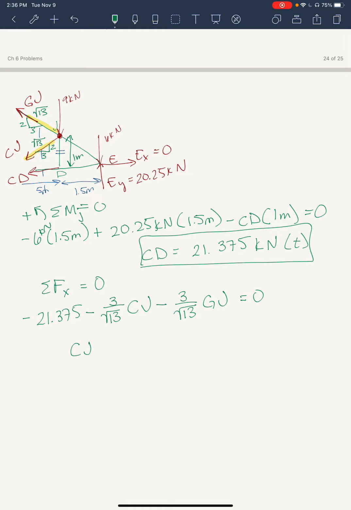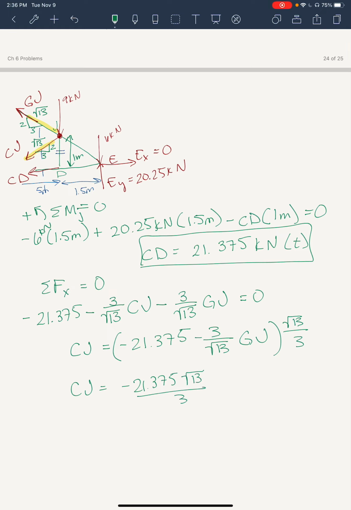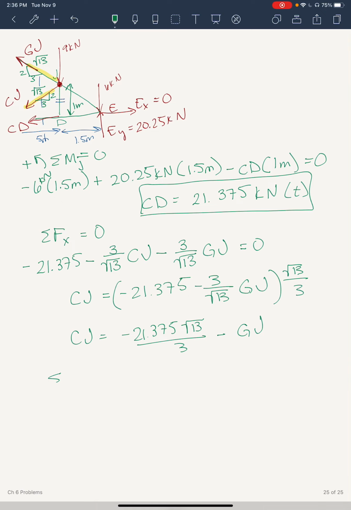So I'll say CJ equals negative 21.375 minus 3 over square root of 13 GJ. All that times square root of 13 over 3. So we get CJ equals negative 21.375 times the square root of 13 over 3 minus GJ, just because those cancel out. And then we can sum the forces in the y direction.